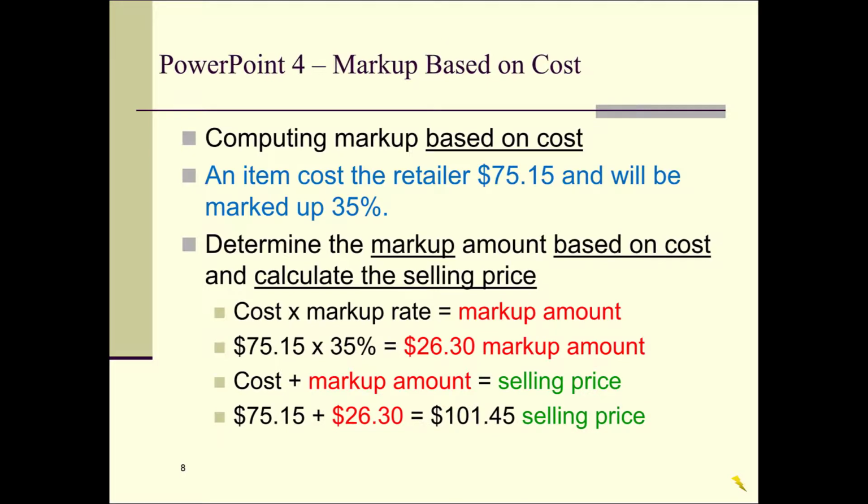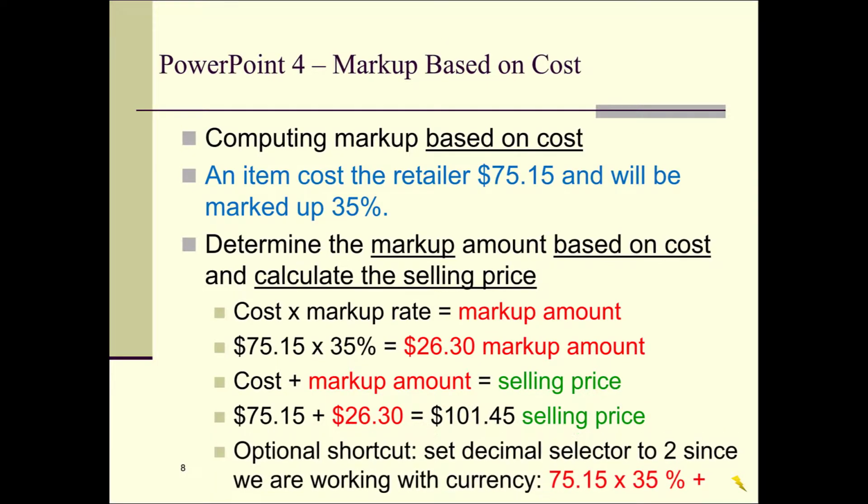So our selling price is $101.45. On the calculator, again, your decimal selector is still set to 2. Enter 75.15 times 35% plus, and that should give us our $101.45 selling price. In the next video, we'll show you how to calculate the markup, but this time based on the selling price.